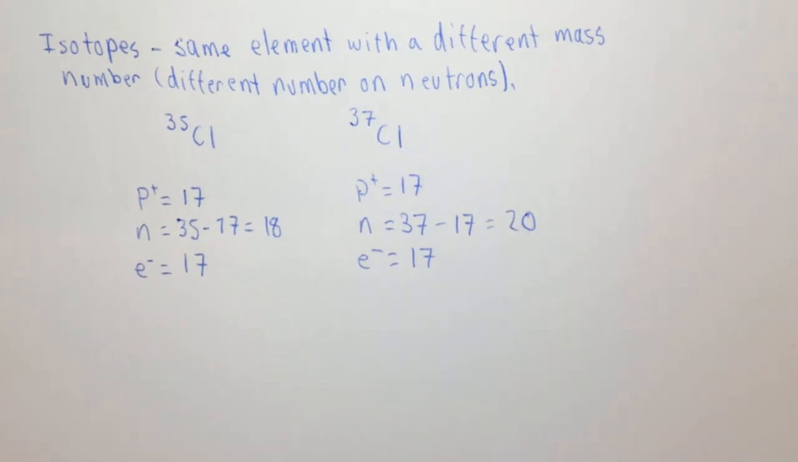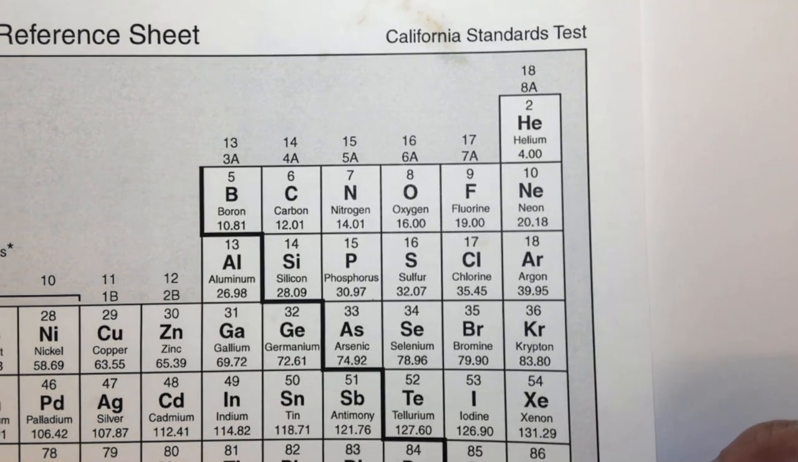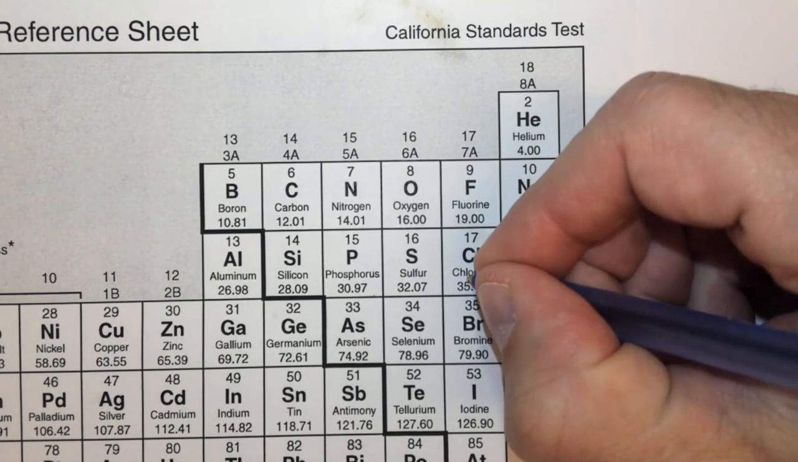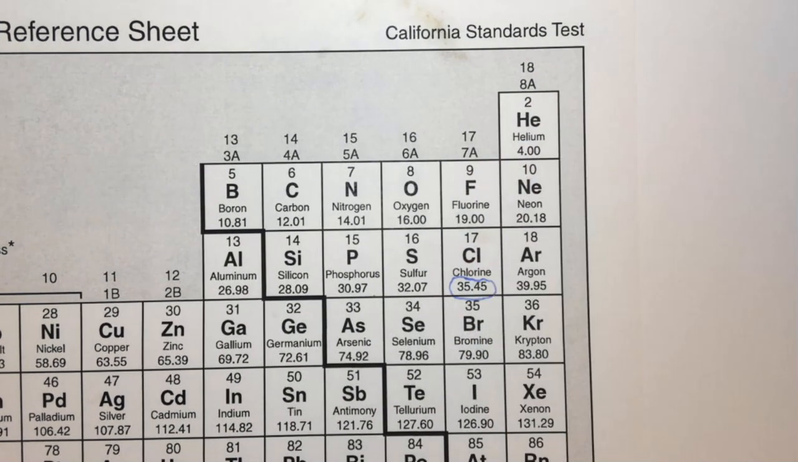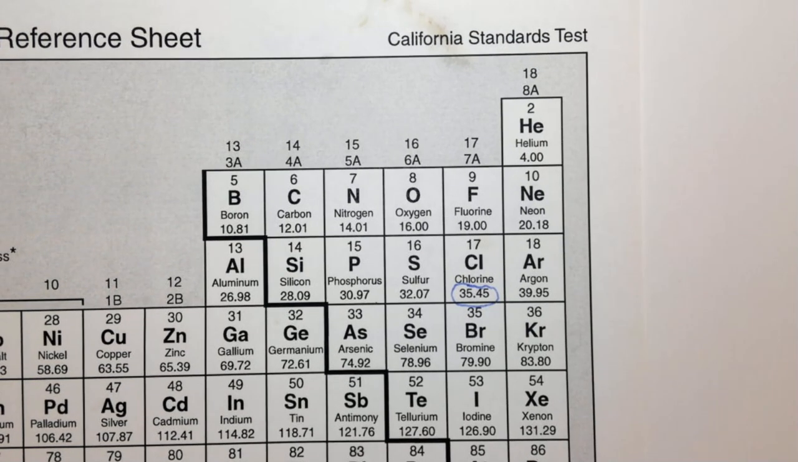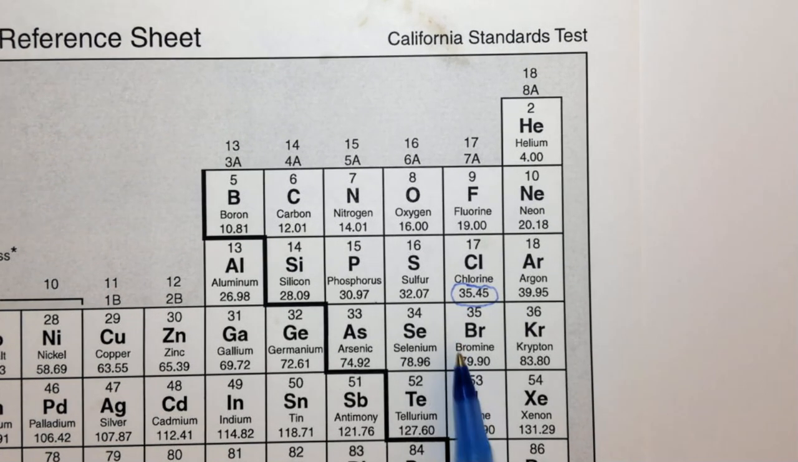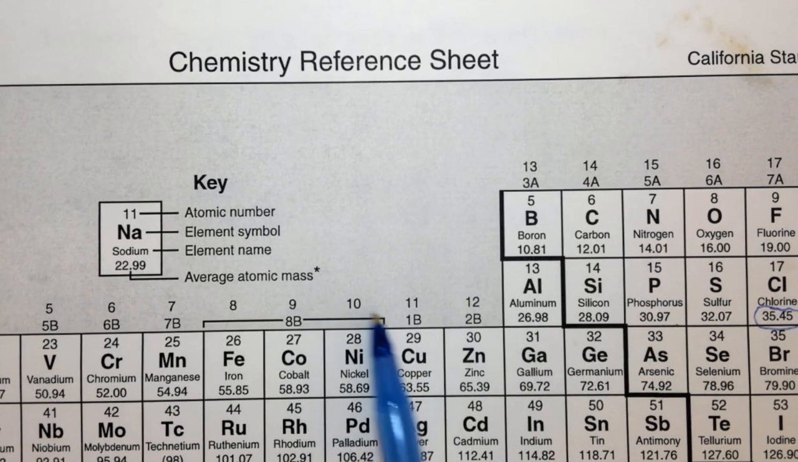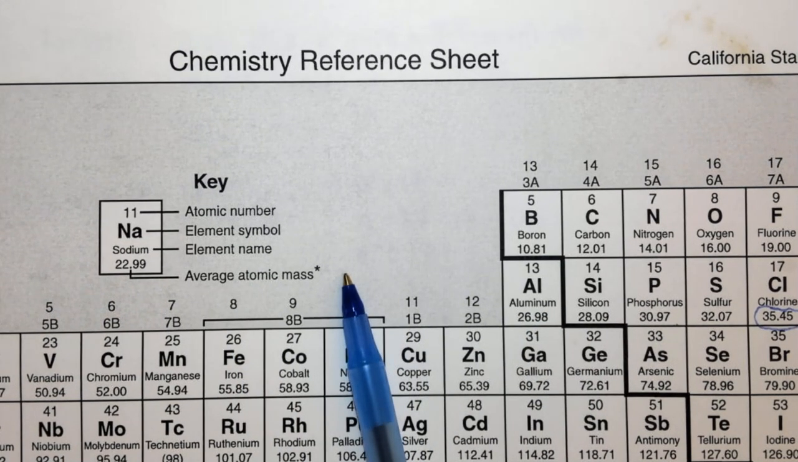And if you look at the periodic table, what you find is that there is this number underneath each atom. Every single atom has that. And if we look at our key, this is the average atomic mass.